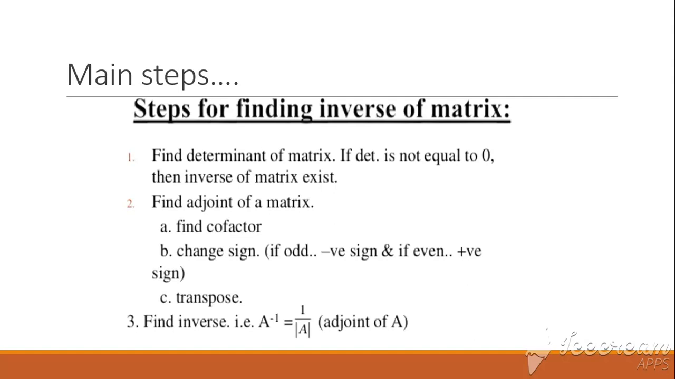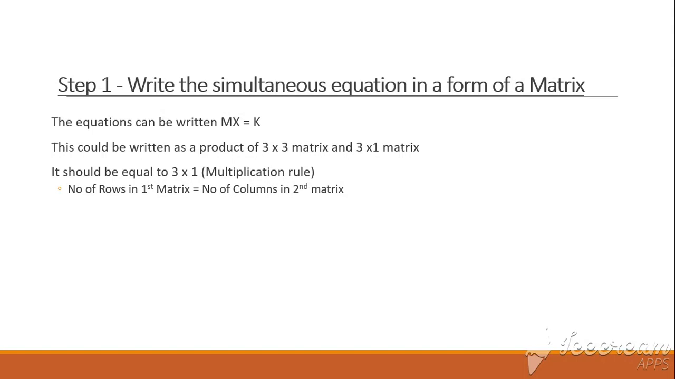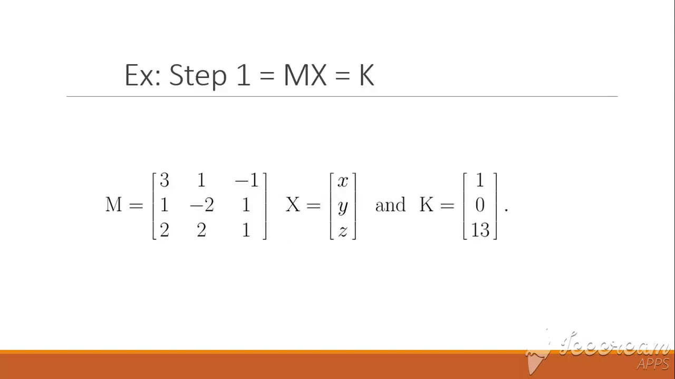So that is the basic way, but there are a lot of jargon words. First of all, we'll try to understand what they are. The first step is to write the simultaneous equations in the form of a matrix. We can write it as MX equals K. If we take the X to the other side, we get X equals M inverse K, that is M to the power minus 1 into K. So this is what we want to write.